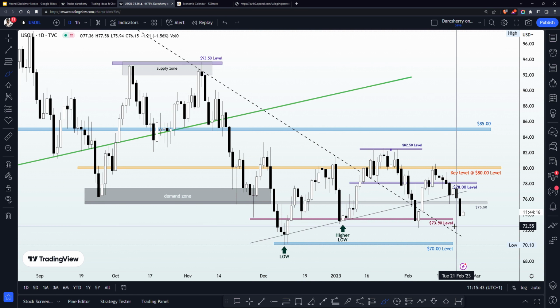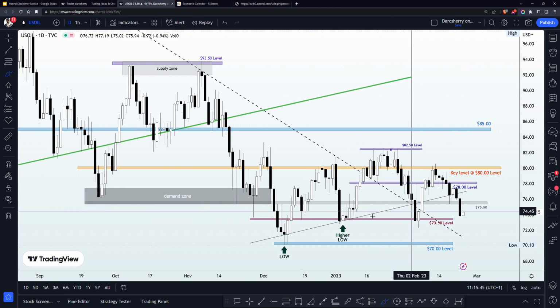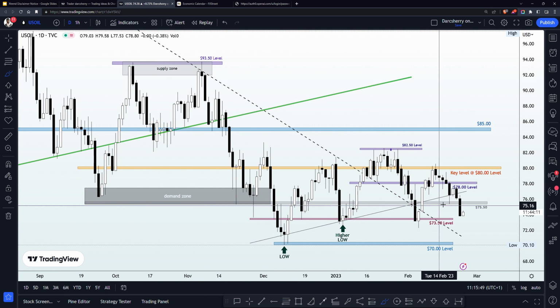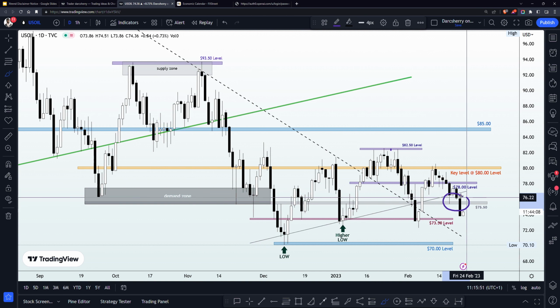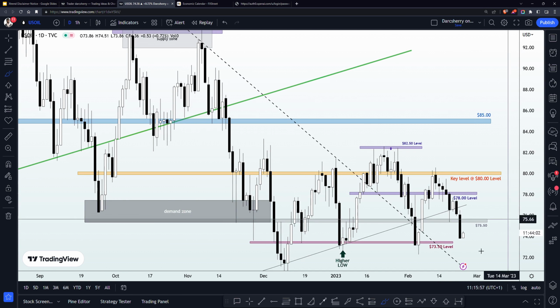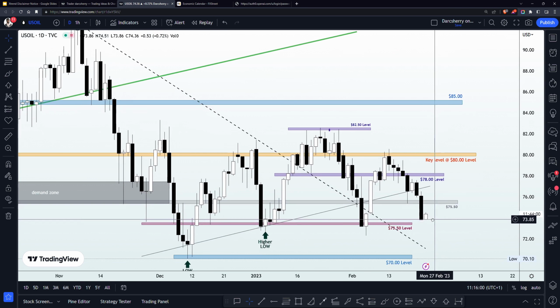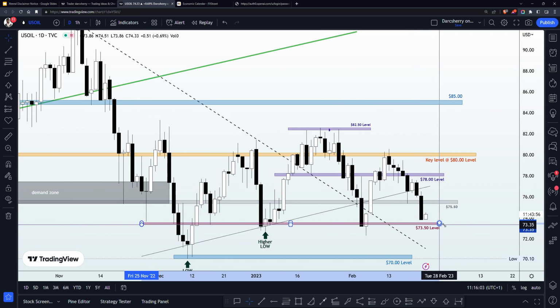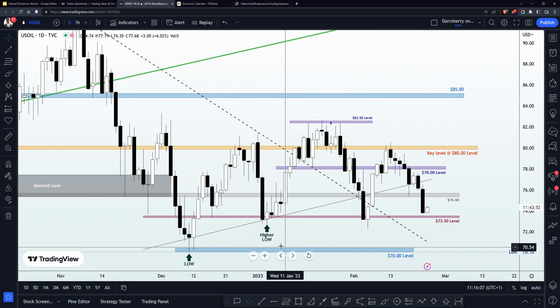So at this point in time, price action dropped yesterday, breaking down this demand zone that we identified earlier. As you can see, the $75.50 level was broken to the downside with an engulfing candle. And right now, going into today's session, price action appears to be approaching that $73.50 level, which has been a strong buy niche in the past.